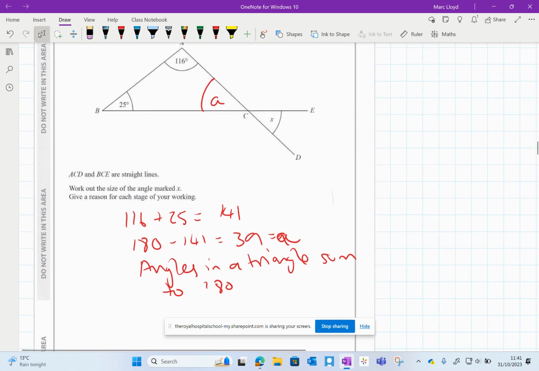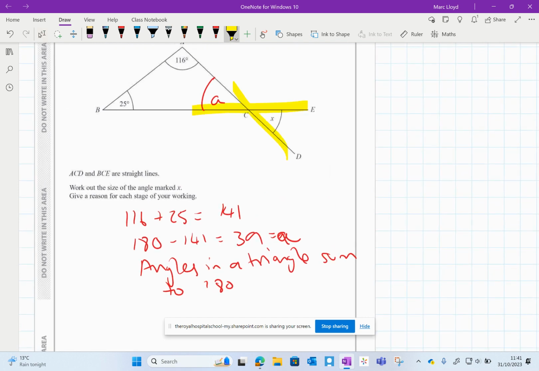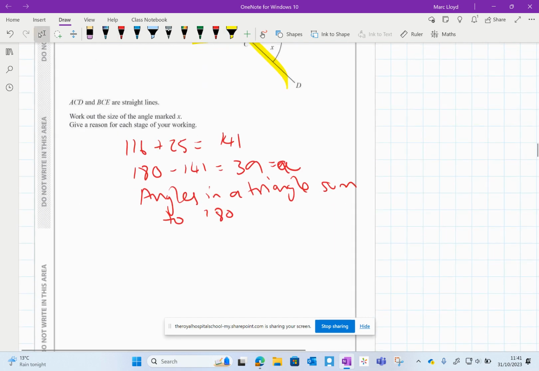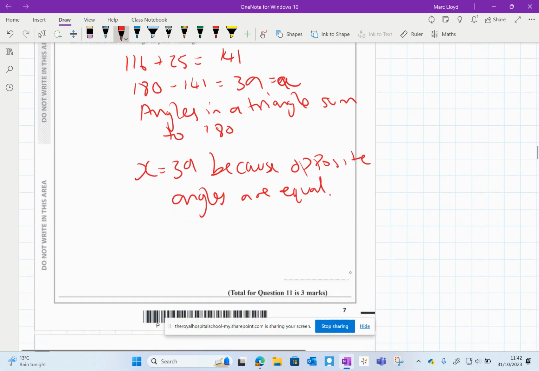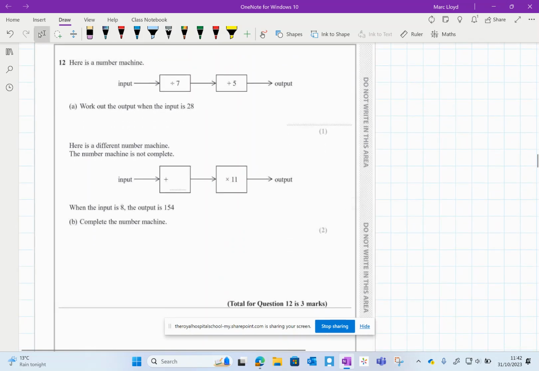Next bit, we've got in here a pair of vertically opposite angles. So x equals 39 because opposite angles are equal. Fantastic. 3 marks. Right, question 12. Here's a number machine. That's a lie. This is a function machine. Work out the output when the input is 28. So 28 divided by 7, add 5 is 9.